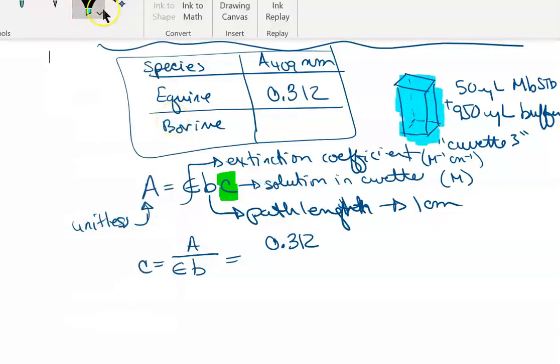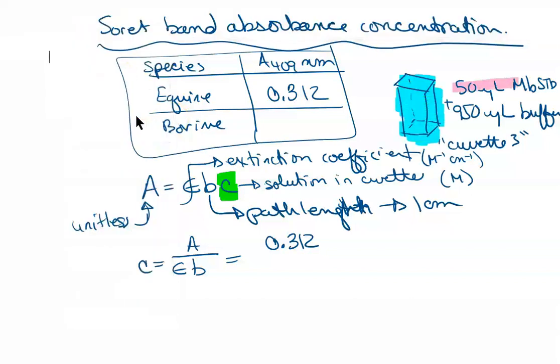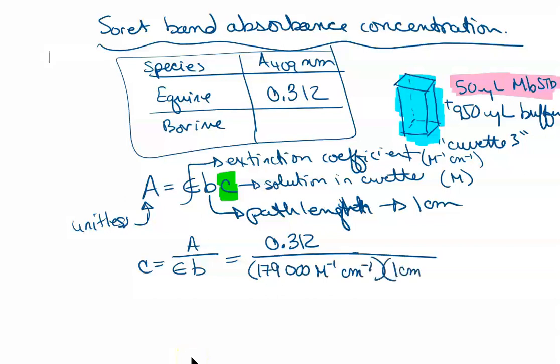Where did that come from? It came from a concentrated stock. How much stock was it? It was 50 microliters. So we have 0.312 over the extinction coefficient, which in this case is 179,000 per molar per centimeter times 1 centimeter path length. And you can see that these cancel out.